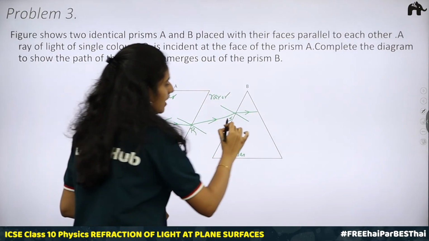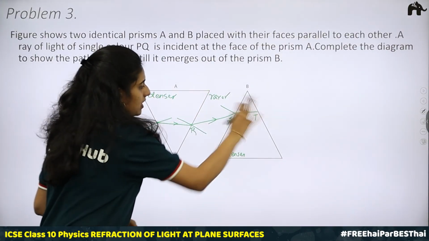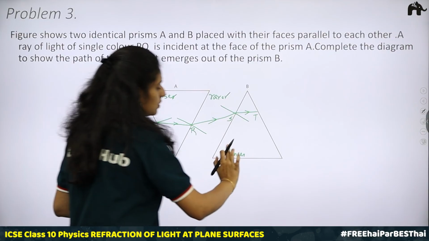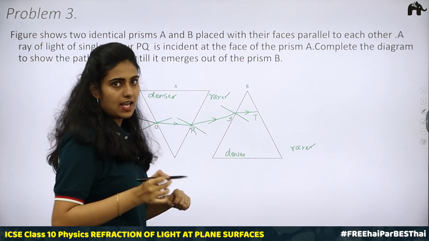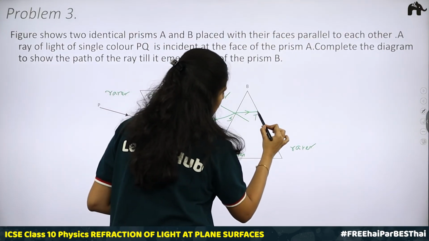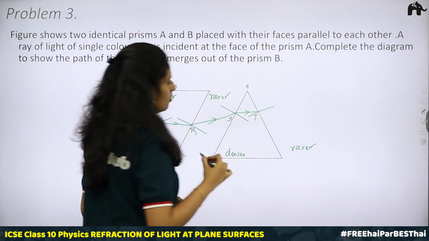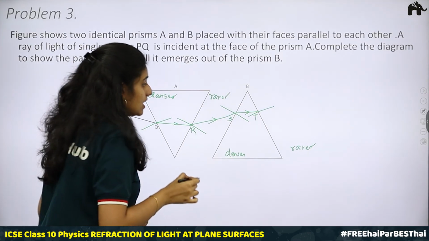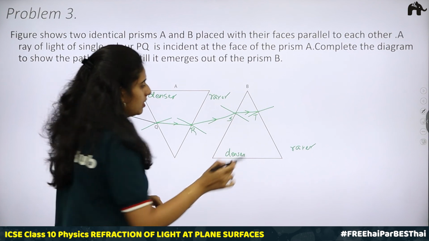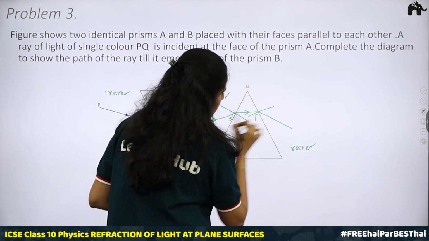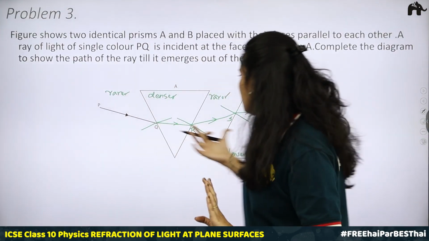Now let's say this is point T. At point T, what happens? Light again goes from a denser to a rarer medium. We'll draw the normal. This is your normal. What happens to the light ray? The light ray will bend away from the normal. Denser to rarer medium, away from the normal. So this is the required emergent ray. This is your complete diagram.